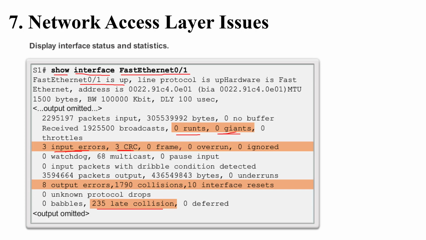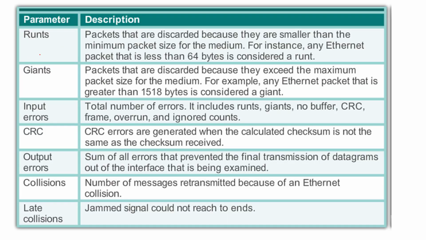So what exactly are these? These are all types of errors. What does that mean? We'll go for the runts, but first we'll go for the giants. What is a giant? It's very simple, let me make it very simple. Giants are nothing but packets which are oversized. That means the size of the packet will be big.